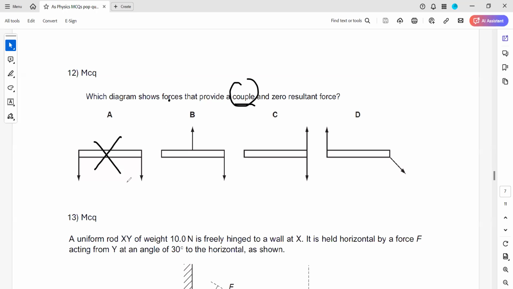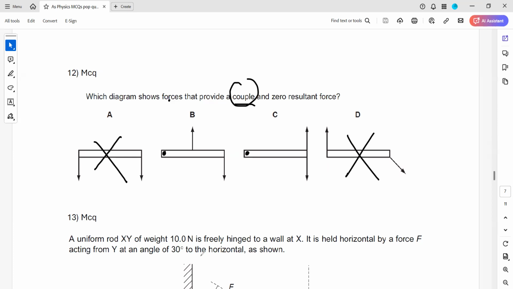First, A cannot be an answer because the two forces are acting in the same direction. D also cannot be an answer, because there will be a component of the force, but the two forces are not actually in opposite directions. There will be a component of this force, but not the two forces. Now we are left with B and C. Now you can consider a pivot anywhere. It's up to you where you want to. For example, I consider this as a point of rotation.